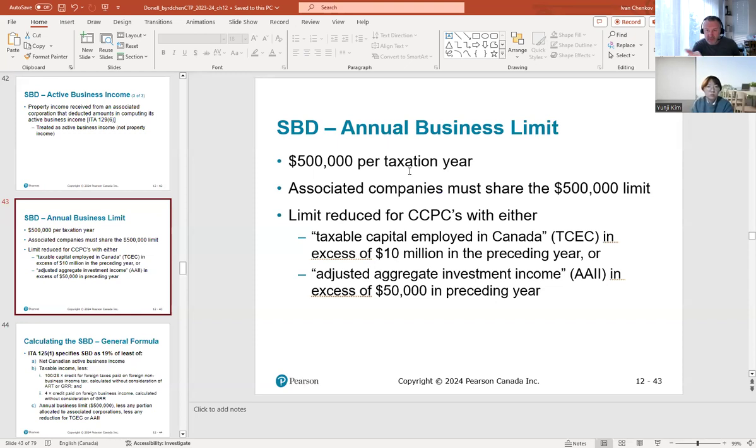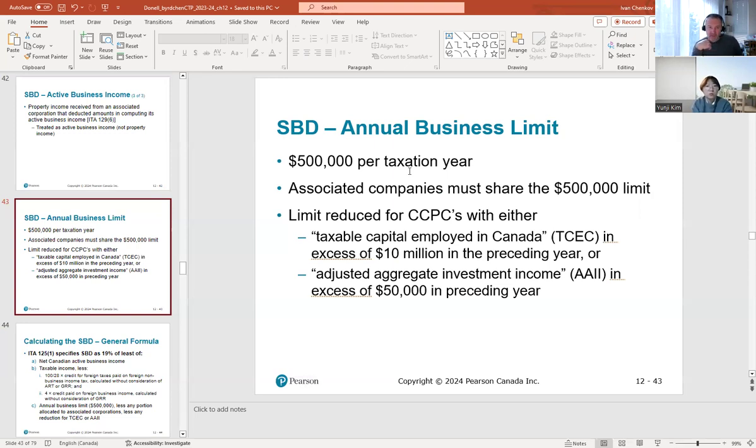So now the question is which companies are associated. Since associated companies have to share, the next question is which companies are associated. If one shareholder, one of the owners, has two companies, obviously those are. If one company owns the other company, those are associated companies, and they have to share the $500,000 business limit.